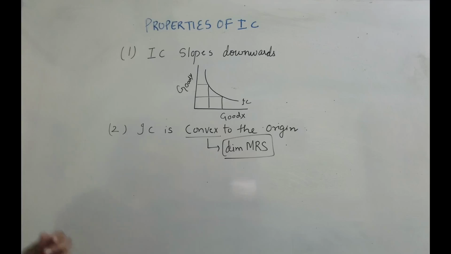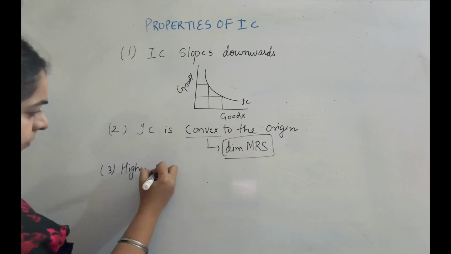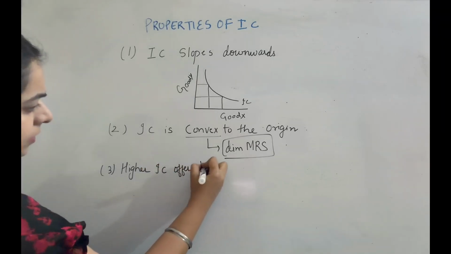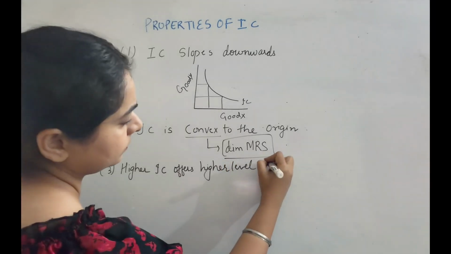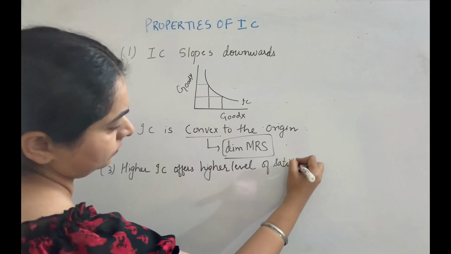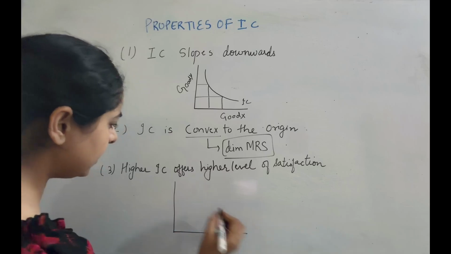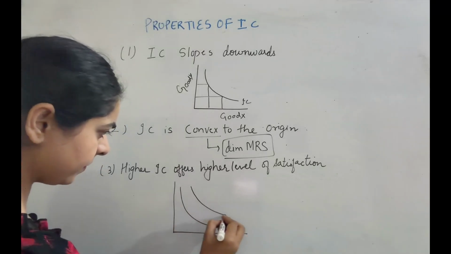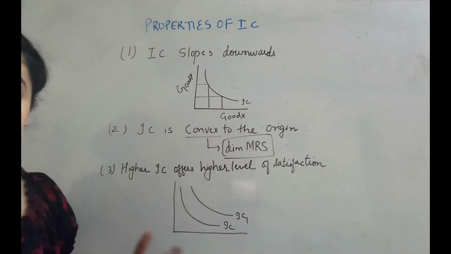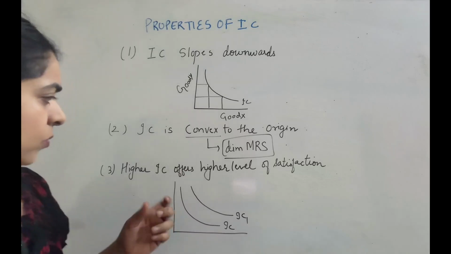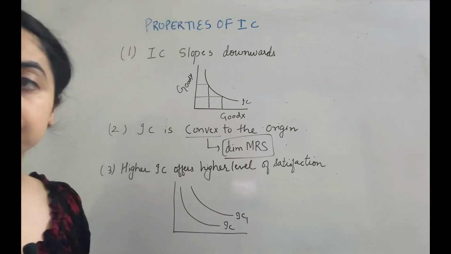The third property is that a higher indifference curve offers a higher level of satisfaction. So if we have more than one indifference curve in this diagram, we can label them as IC and IC1. Any combination of goods which lies on the higher indifference curve IC1 will offer more satisfaction as compared to any combination of goods which lies on the lower indifference curve IC.